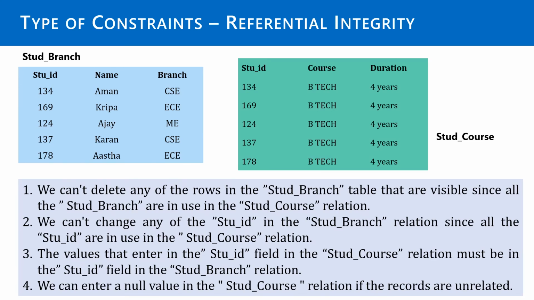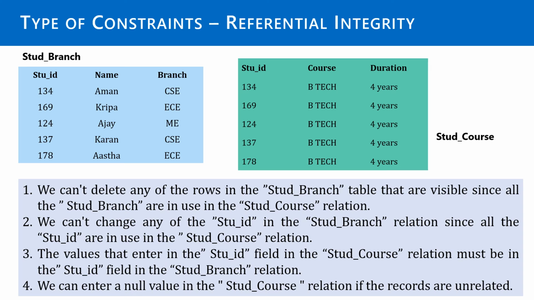Let us discuss the same point with an example. Here we are considering two relations, student branch and student course. The student branch consists of three attributes: student ID, name and branch. Similarly, the student course consists of three attributes: student ID, course and duration. The domain of the student ID is the same in both relations.